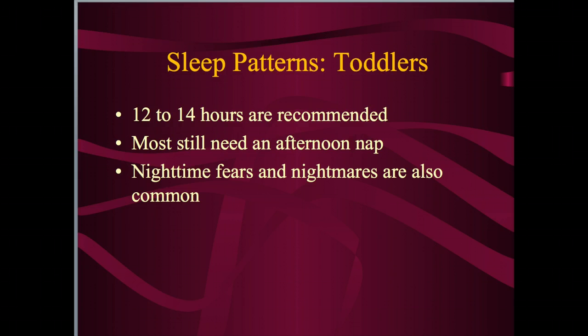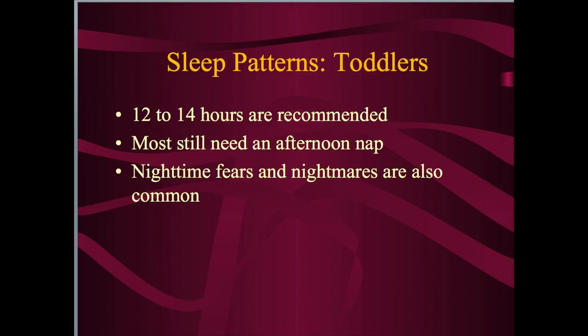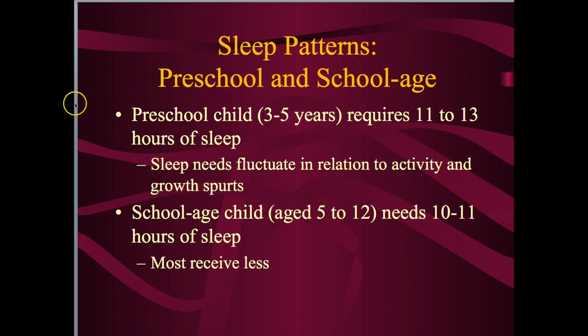Toddlers, 12 to 14 hours of sleep are recommended. Most toddlers still do need an afternoon nap. And for toddlers, nighttime fears and nightmares are common. Preschool age children require 11 to 13 hours of sleep, and the school age child needs about 10 to 11 hours of sleep.